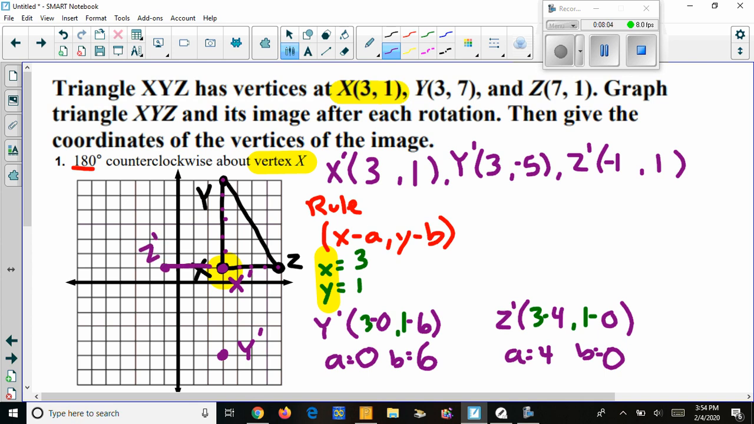And now I have this right triangle. You need to ask yourself, are those the same exact triangles? Yes. But now they are facing a different direction because we spun it around.